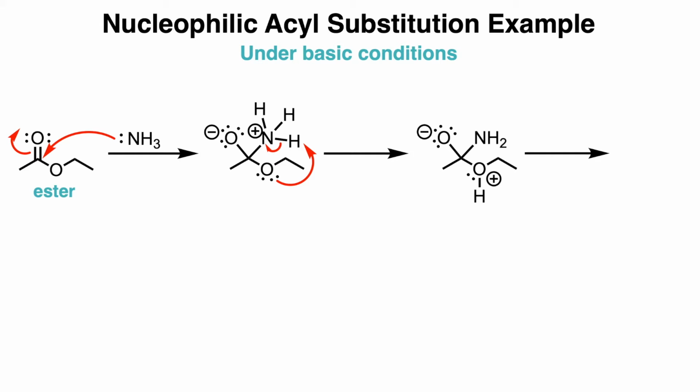Then a proton transfer occurs to move one of the hydrogens onto the ethoxy group to form a better leaving group. Then one of the lone pairs from O- comes back down to reform the pi bond of the carbonyl, and the leaving group breaks off. This forms the amide final product.